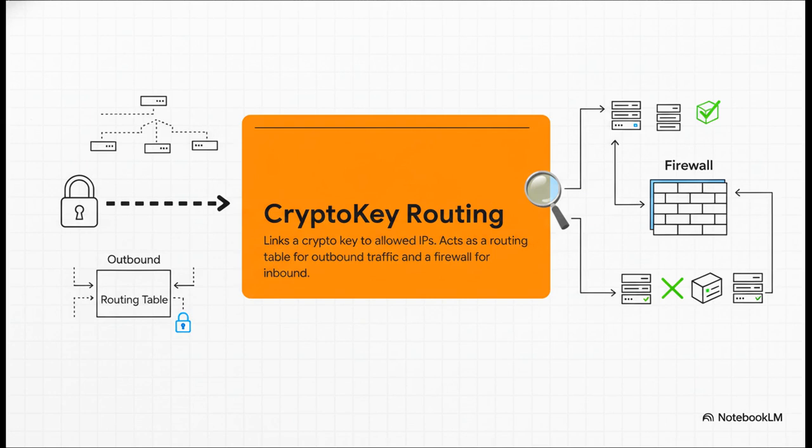It says, hey, if a packet is trying to get to one of these IPs, you need to encrypt it with this specific peer's public key. But for traffic coming in, it acts like a firewall. It says, I just decrypted a packet from this peer, and I will only accept it if its source IP is on this specific list. It creates this unbreakable bond between a cryptographic key and a set of IP addresses. That's the whole magic of crypto key routing.